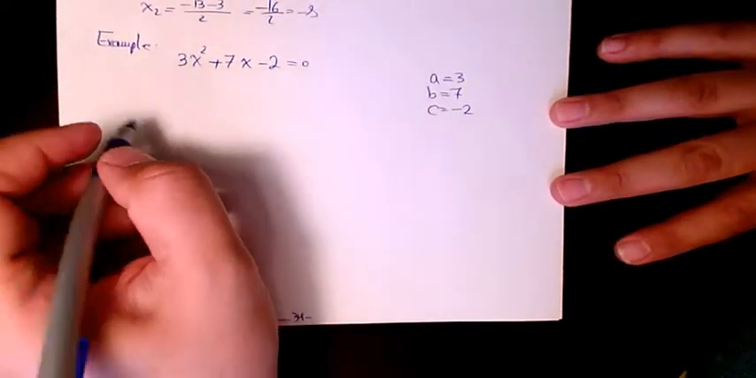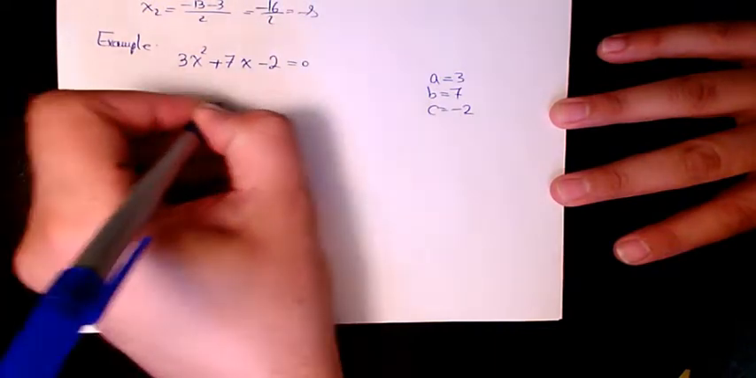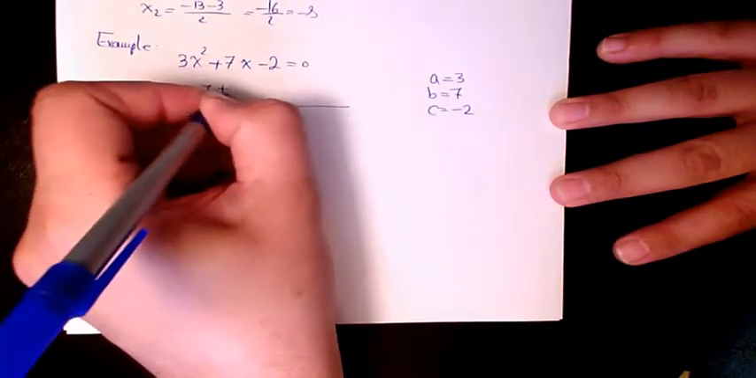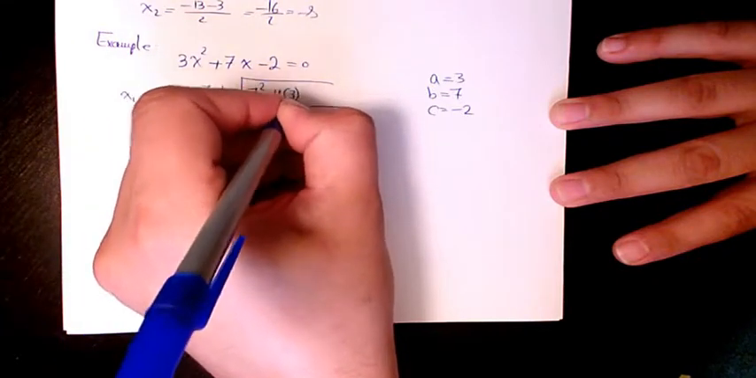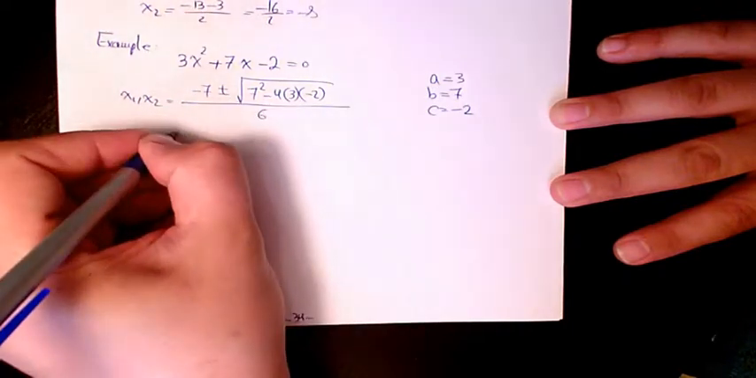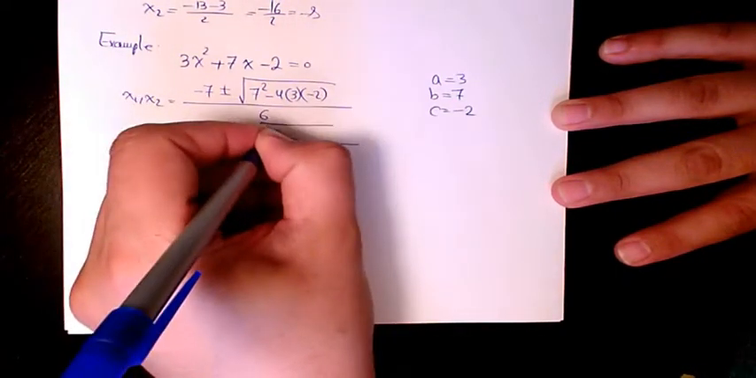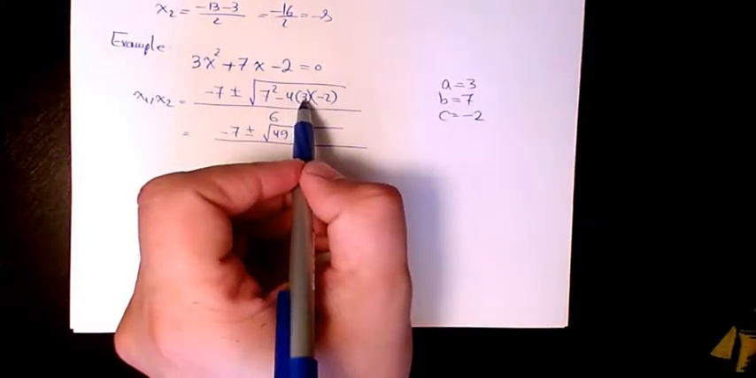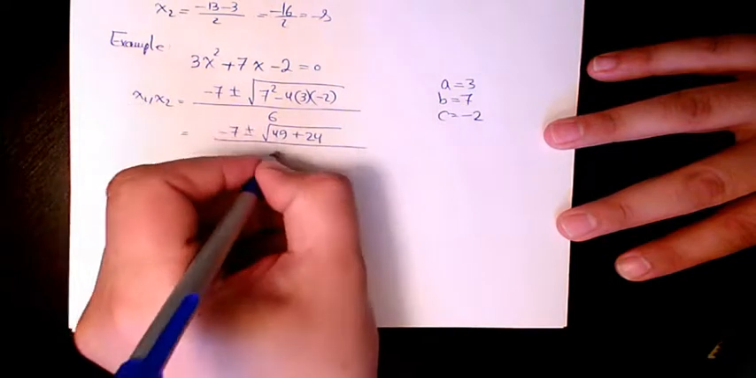So x1 and x2 are negative b, which is negative 7, plus minus the square root of b squared, 7 squared, minus 4 times a, which is 3, times negative 2, divided by 2 times a, which is 6. So we have negative 7 plus minus the square root of 49. 4 times 3, 12, times 2 is going to be 24. So plus 24 divided by 6.